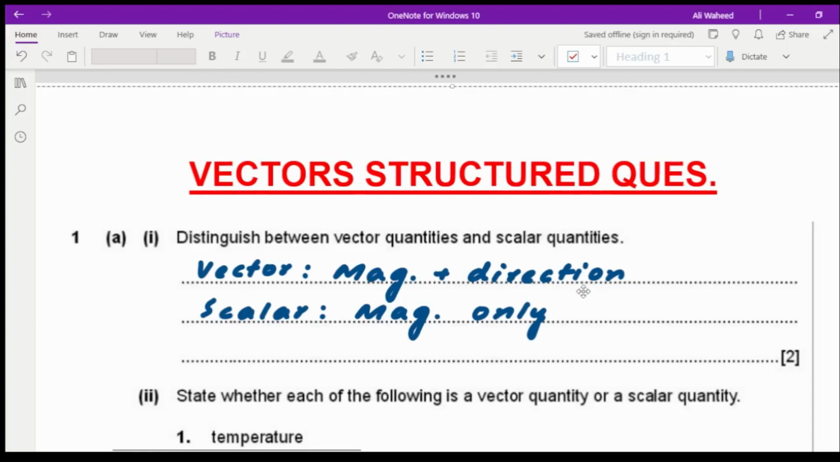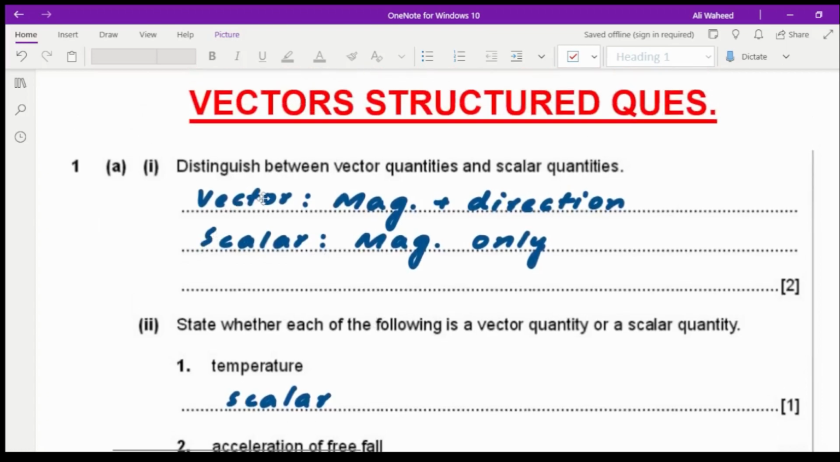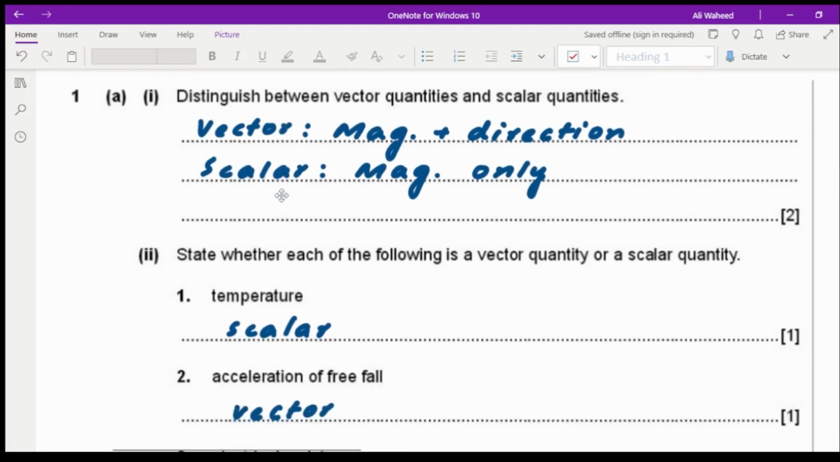So here we have the first one. The first part reads, distinguish between vector quantities and scalar quantities. So vector quantities are the quantities that have magnitude as well as direction, and scalar quantities have magnitude only. You can phrase it right in the description, but these 2 points have to be there.